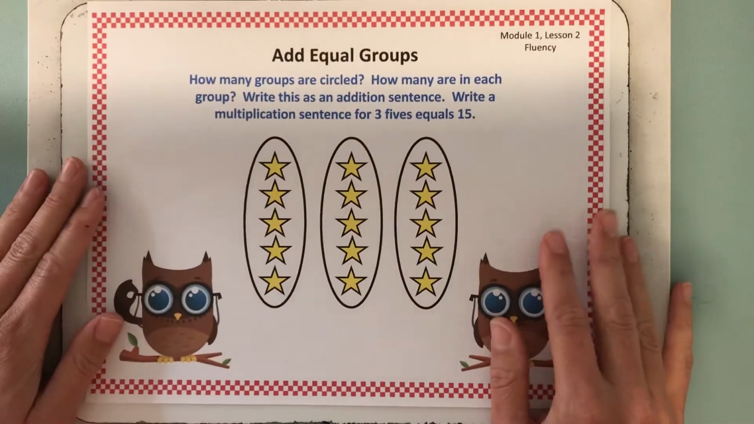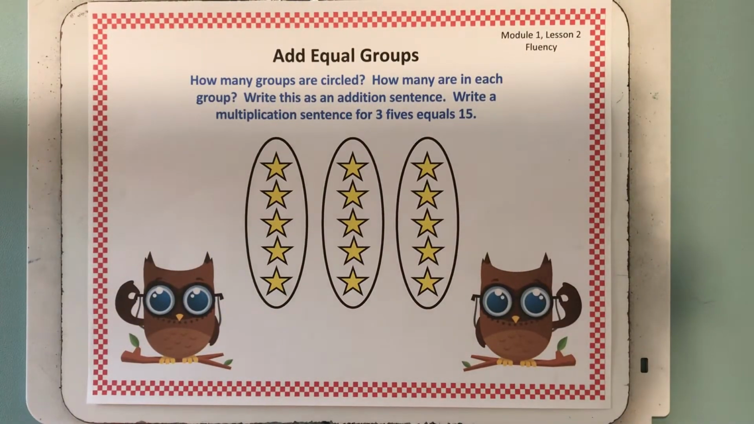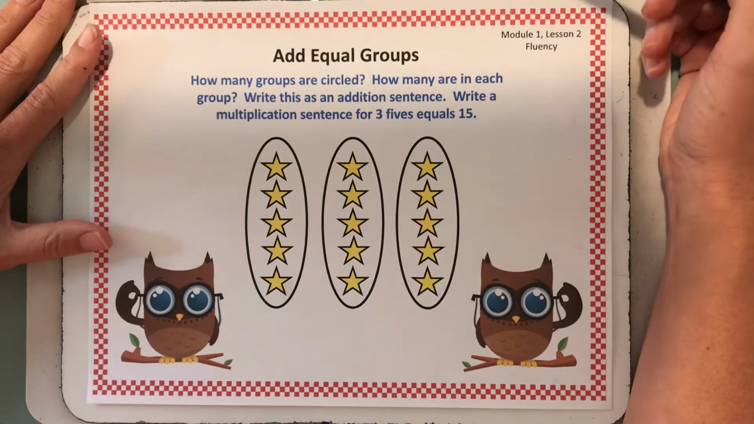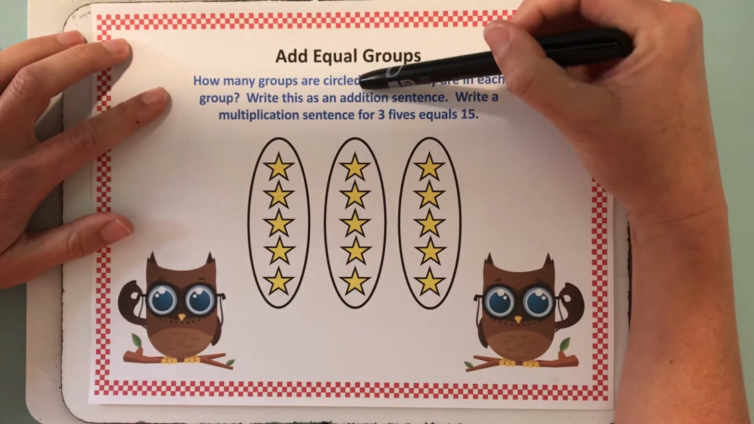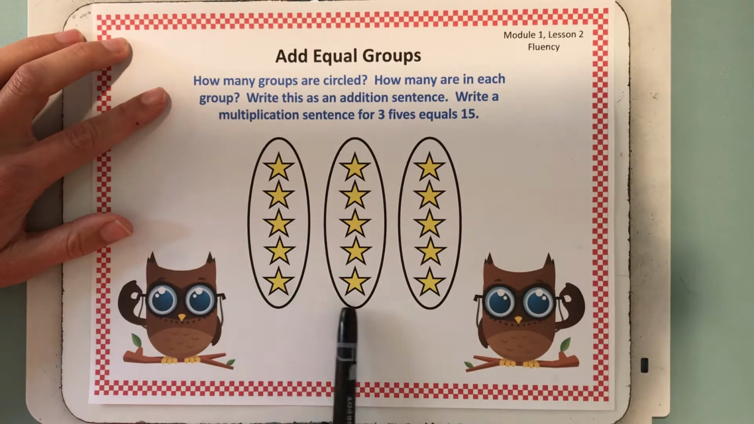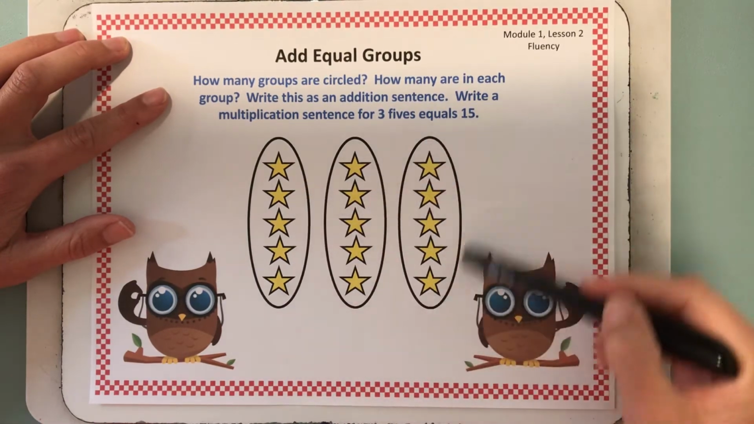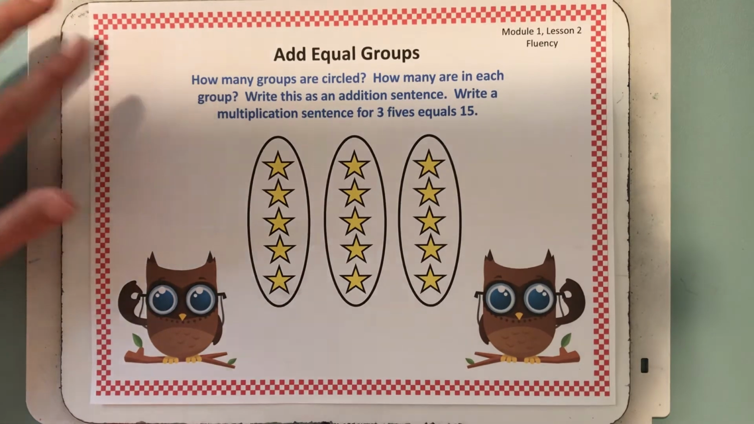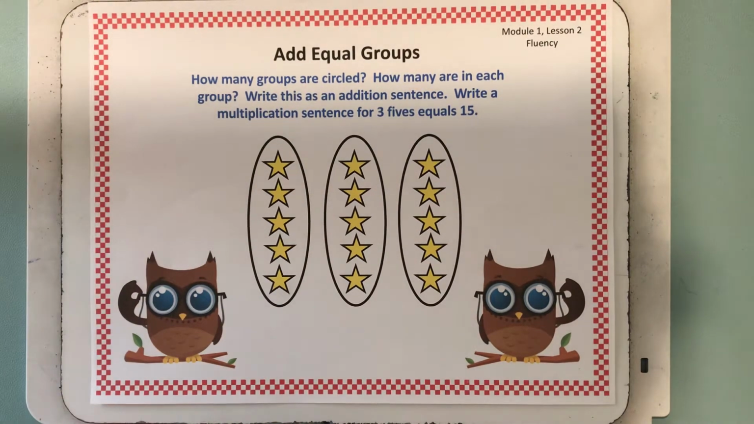Before we get started in talking about arrays, we are going to do a quick warm-up. So this is what we saw yesterday. This is a quick review from yesterday. And so on your whiteboard, you are going to solve these problems. I'm going to walk you through it. So this says, how many groups are circled? So look at this picture, and how many groups do you see circled? How many are in each group? And then write this as an addition sentence. So repeated addition sentence. Write a multiplication sentence for 3 5s equals 15.